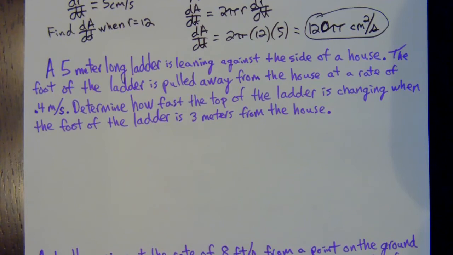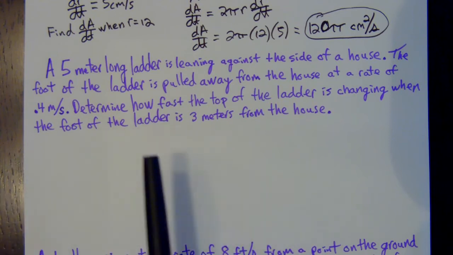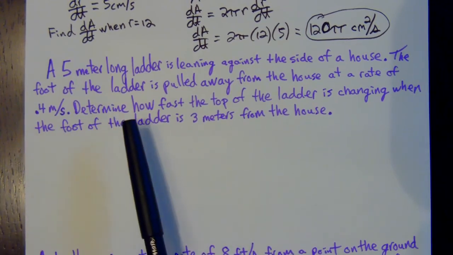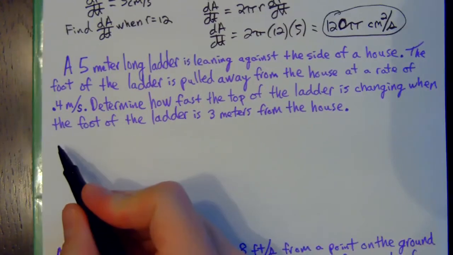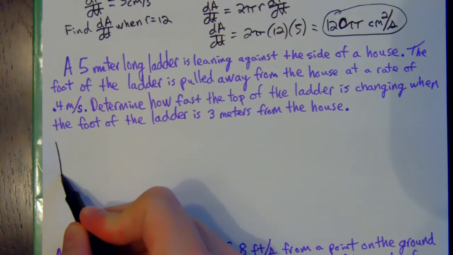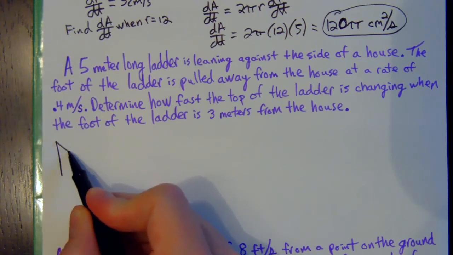like your dog's going to run there, bump the ladder, or your little younger sibling or something like that just messes with it, starts pulling on the bottom of it. So if the bottom starts moving away, then the top is going to start sliding down. So here's my scenario. There's my house, and here's the ladder leaning against the house.